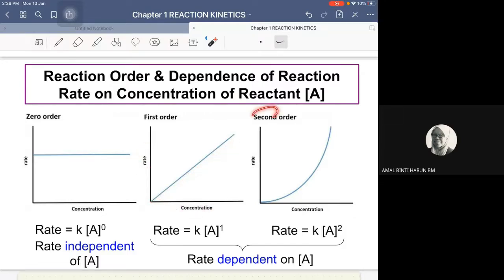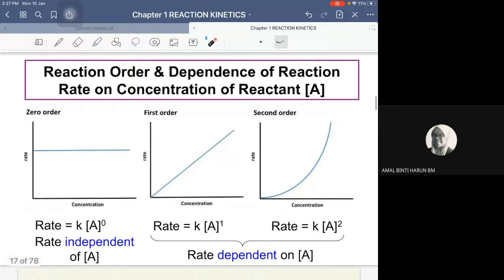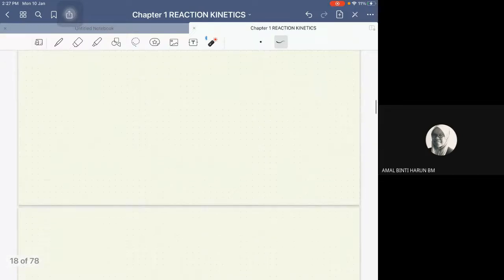But for second order, if we increase the concentration, so it will increase, kita panggil apa? Increase exponentially ke macam ni? Entahlah, tak pandai matematik. Dah lupa. So it will increase by x square times. Okay. Ni kan graf kuadratik kan?